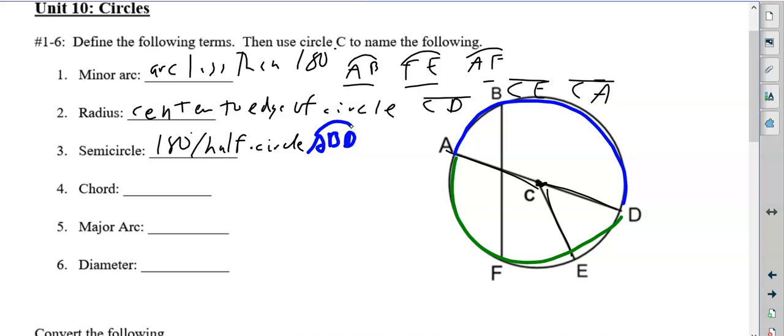So like think about you're on a road trip from city A to city D and you're going to stop off in B for gas. Okay. The green one I could call AFD or AED. So I'm going from A to D, and I'm going to stop off at F or stop off at E, either way.